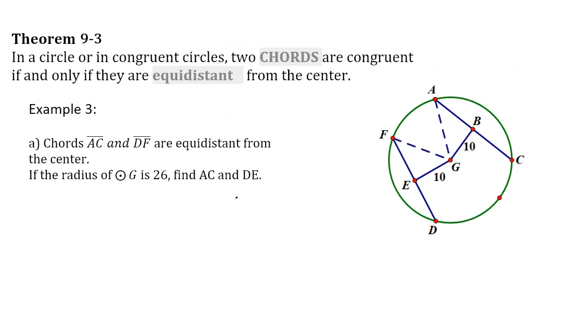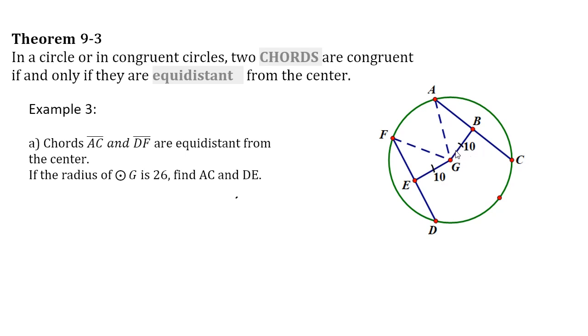And the last theorem. So we have that in a circle or in congruent circles, two chords are congruent if and only if they are equidistant from the center. Equidistant means that they are the same distance away. So here's what we have here. We're looking at the chords AC and DF being the same distance from the center. That's why both of them have a length of 10. Okay, so they are congruent.